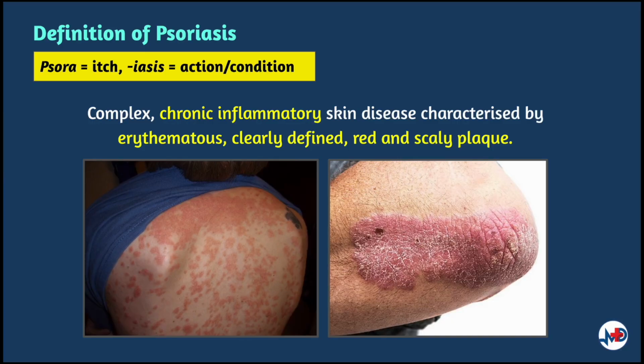Now let's start by understanding the definition of psoriasis. Before doing that, let's learn about the etymology of the word. Psoriasis comes from the Greek word psora, which means itch, and iasis, which indicates an action or condition. Medically, psoriasis is a complex, chronic inflammatory skin disease characterized by erythematous, clearly defined red and scaly plaques. This is due to hyperproliferation of keratinocytes and inflammatory cell infiltration.